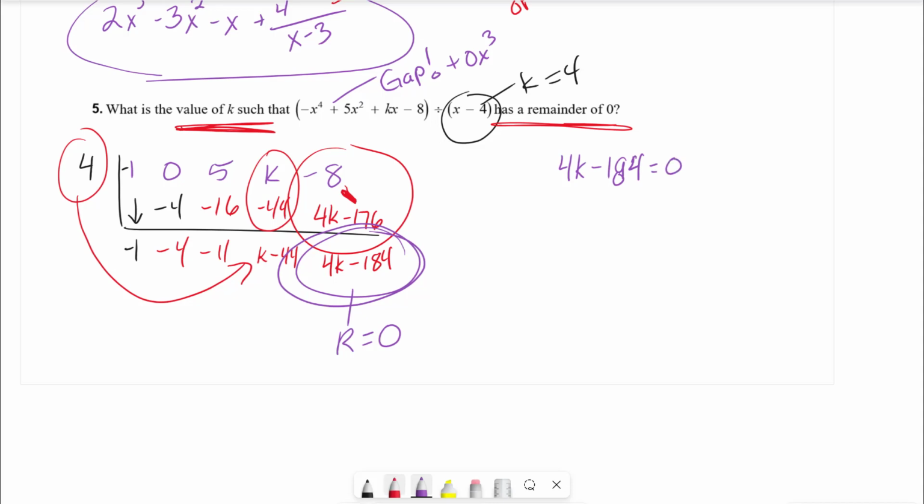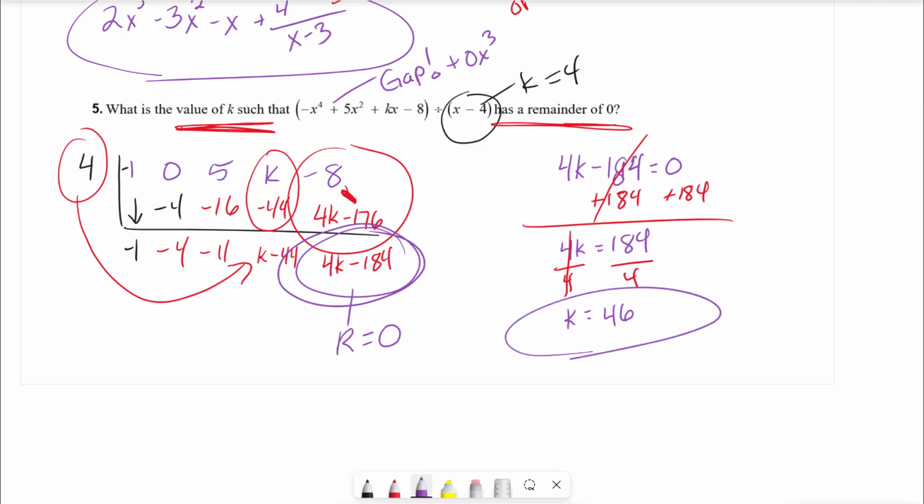Now this is Algebra 1 stuff. Let's solve for k. We do that by adding 184 to both sides. The 184s cancel each other out. We've got 4k equals 184. Divide both sides by 4. Again, calculator time. We know the 4s are going to cancel out. But now we've got k will equal 46. And now we found that value of k. That gives us that remainder of 0.